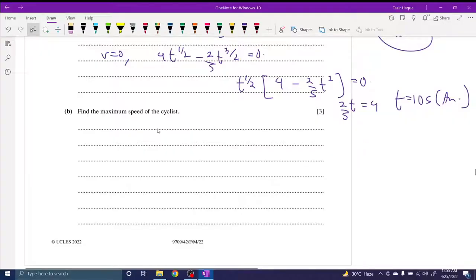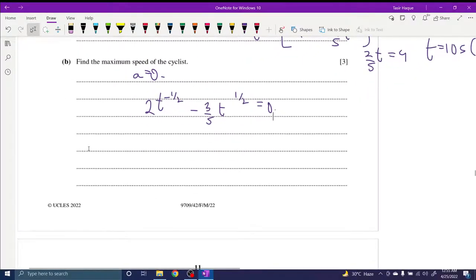To find any maximum points, we need to equate d square y by dx square, we need to equate dy by dx with 0. So what is the derivative of velocity? It's acceleration, right? So we just need to equate acceleration to 0. So acceleration is 2t to the power minus half minus 3 by 5 t to the power half, right? Let's equate this to 0. How do we solve this?